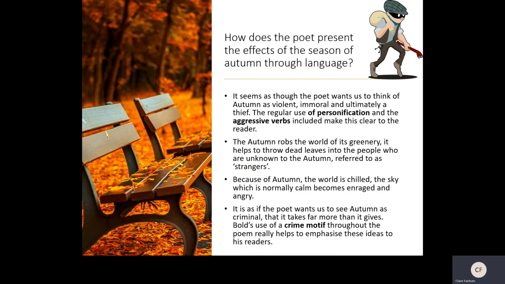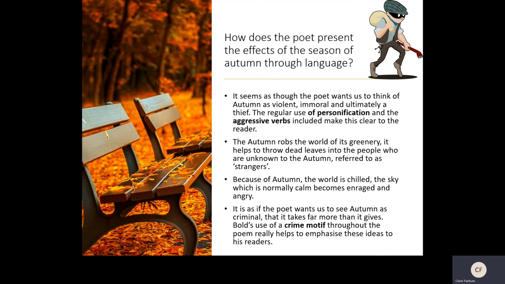So, how does the poet present the effects of the season of autumn through language? So we can say, it seems as though the poet wants us to think of autumn as violent, immoral, and ultimately a thief. The regular use of personification and the aggressive verbs included make this clear to the reader. The autumn robs the world of its greenery. It helps to throw dead leaves into people who are unknown to the autumn, referred to as strangers. Because of autumn, the world is chilled. The sky, which is normally calm, becomes enraged and angry.